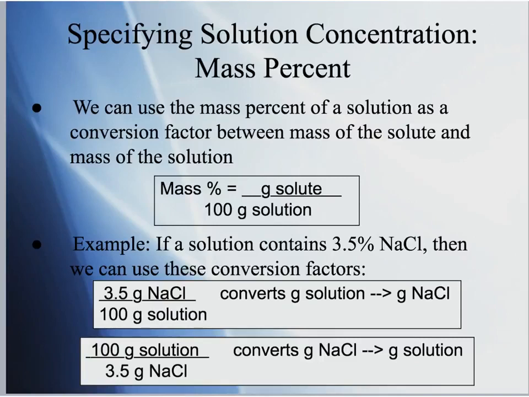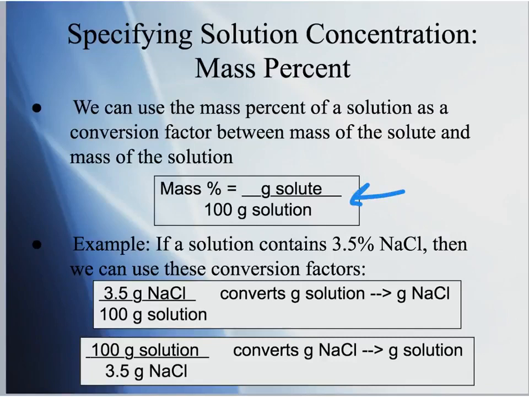So this should be of no surprise by now, but we can use this mass percent of a solution as a conversion factor between the mass of the solute and the mass of the solution. We've seen something earlier with percent mass composition, when we were talking about how much sodium is in sodium chloride. We could use that as a conversion factor, and this the same way. So we could basically say we've got grams of solute versus 100 grams of the solution, so we can use that as a conversion factor.